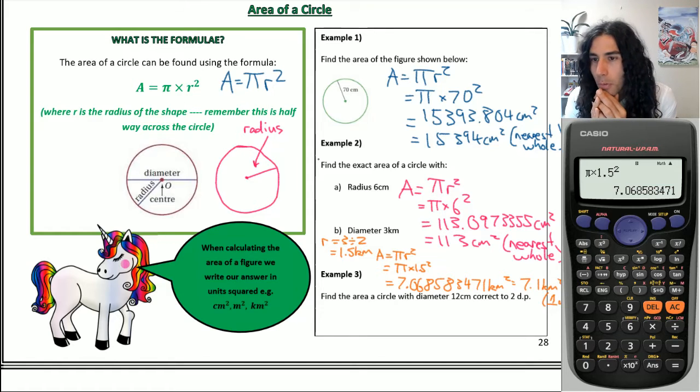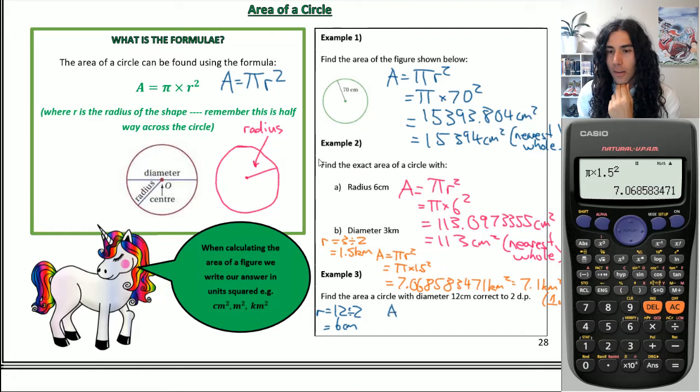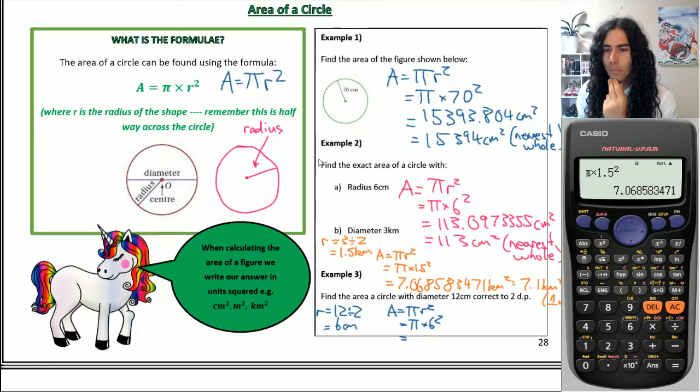Final process, example 3, the same thing. Find the area of a circle with diameter of 12 centimeters corrected to 2 dp. We're given the diameter, so first things first, the radius is 12 divided by 2, 6 centimeters. Pi r squared, pi times 6 squared. Hey, we've already done pi times 6 squared. Wait, this is the same as example 2. I'm going to just copy out what's above.